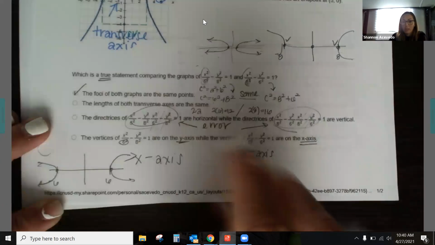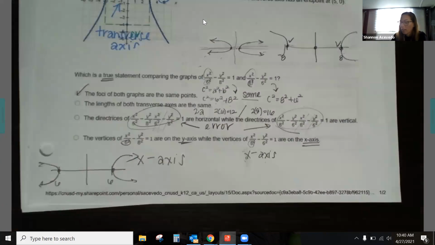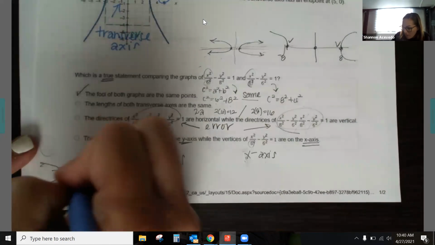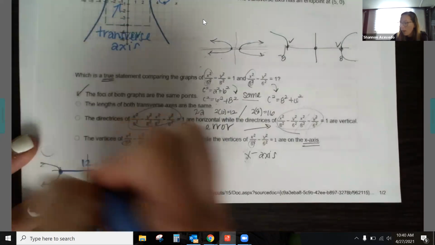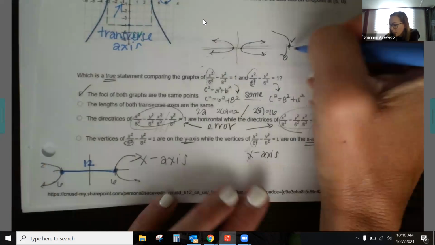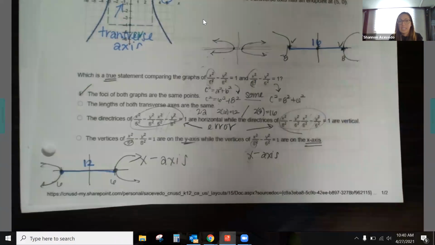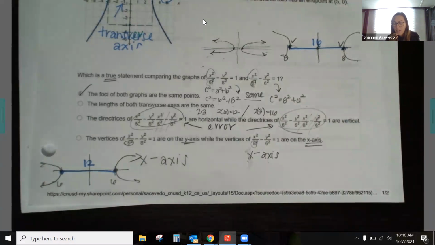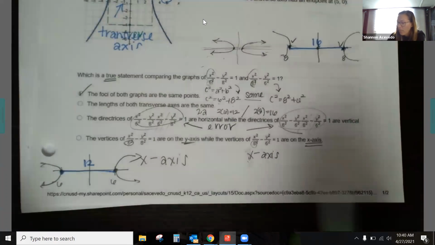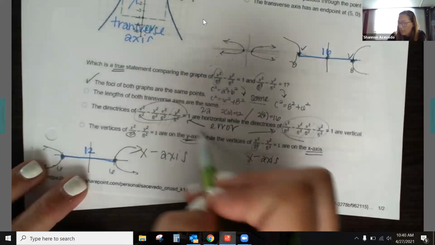So again, when we talked about this problem up here, the length of my transverse from here to here was a value of 12. From here to here was a value of 16. So you guys can see that, physically see that. So in this case, this is where my mistake is.